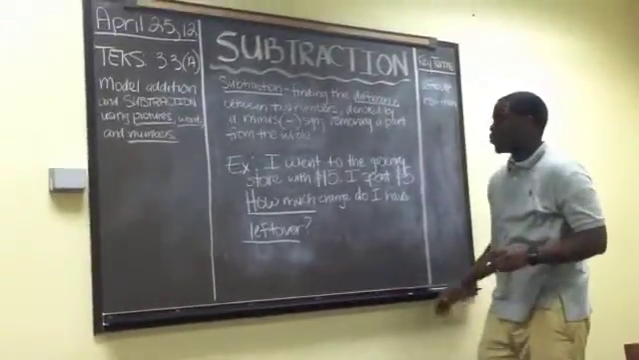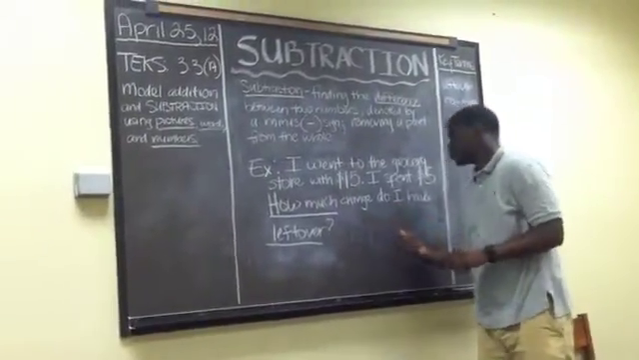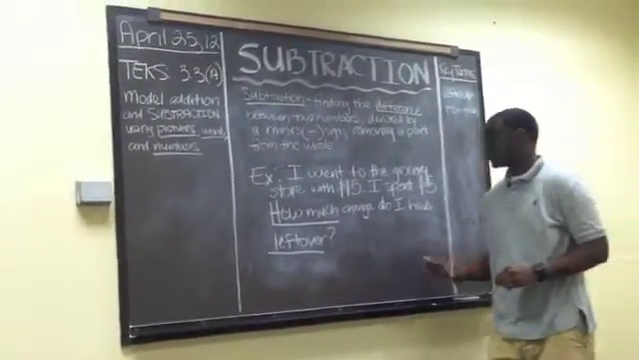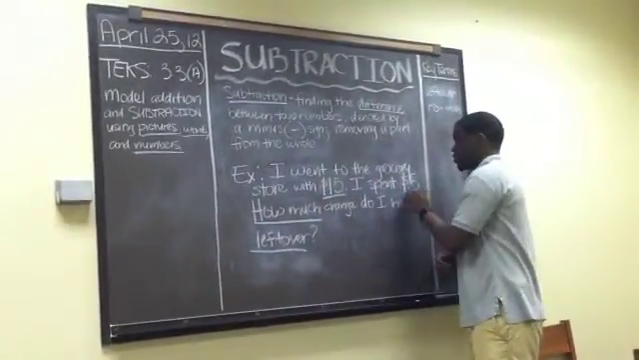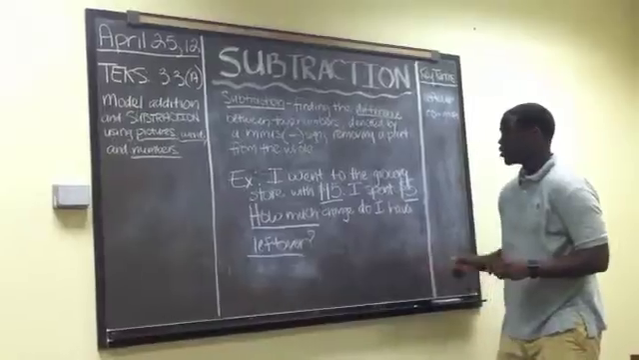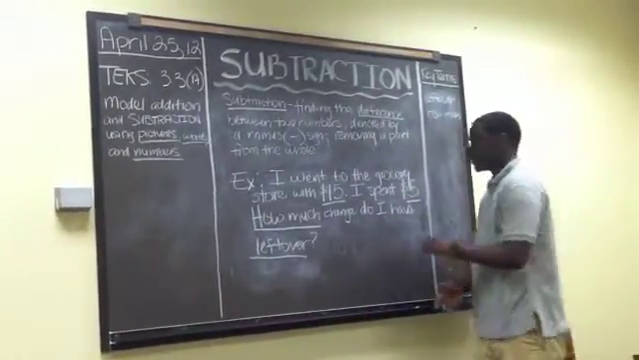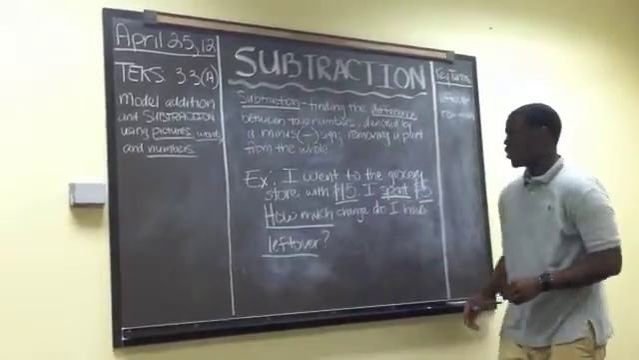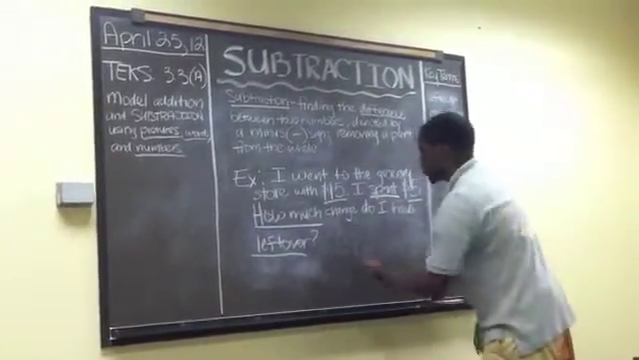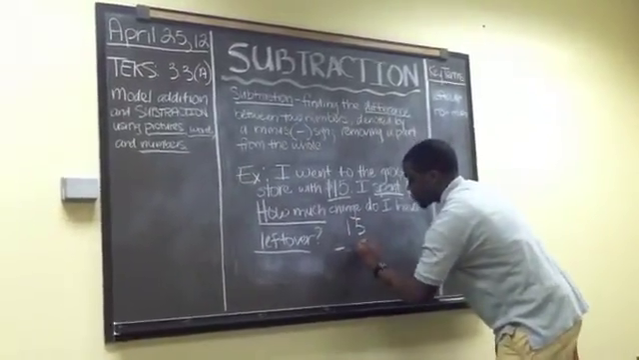Next, we're going to have to find out what values we are working with. It says I went to the grocery store with $15 and I spent $5. The word spent also lets me know that I gave away something. So that lets me know that this problem is also a subtraction problem. So let's set the problem up. We have 15 minus 5.